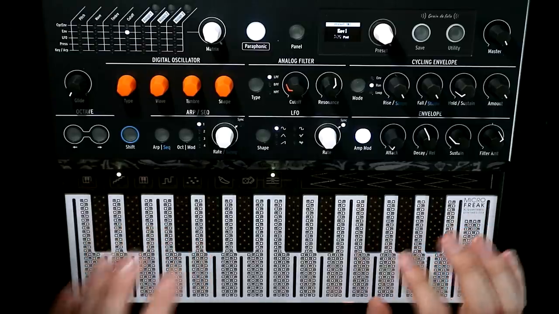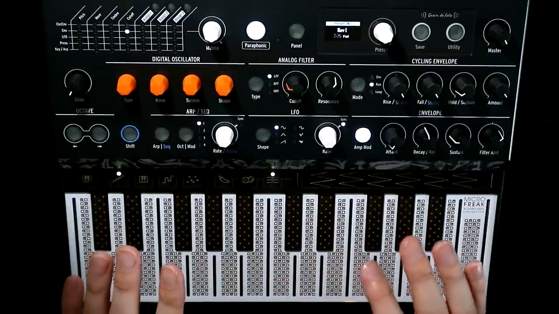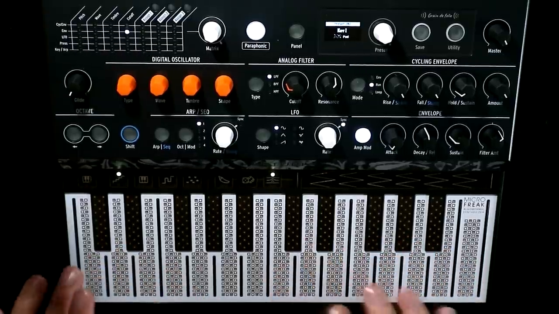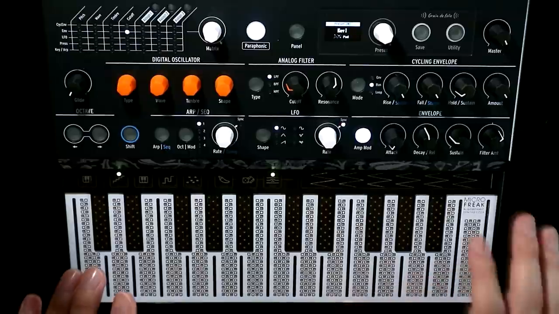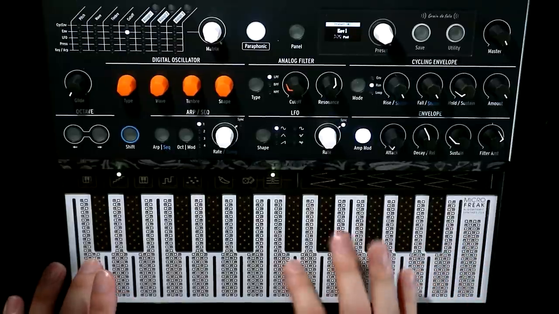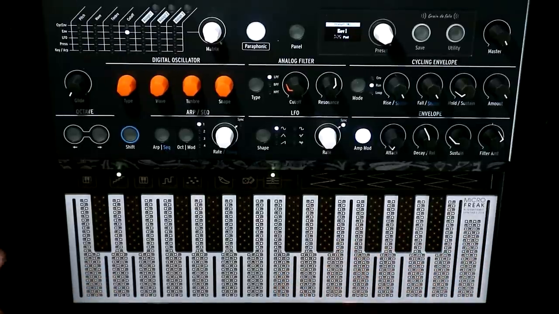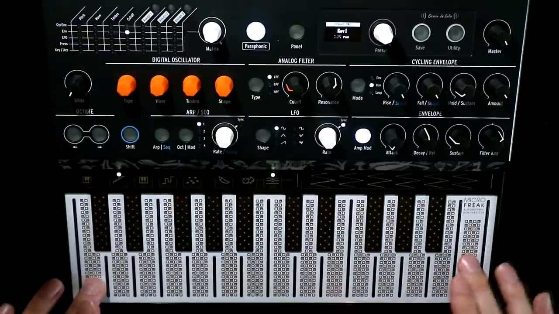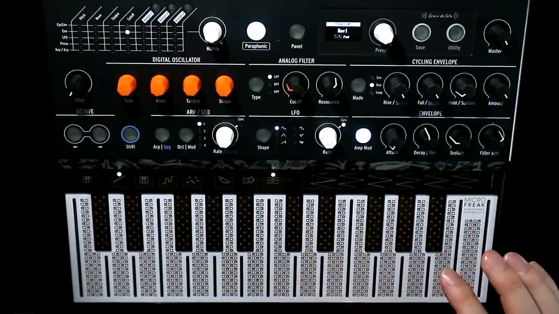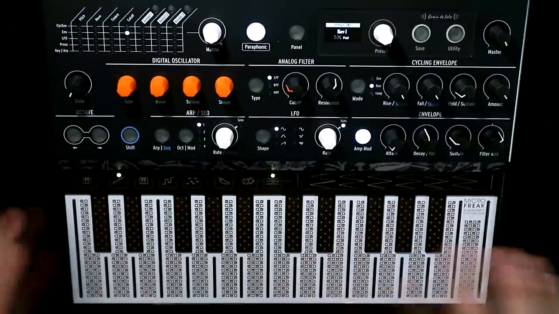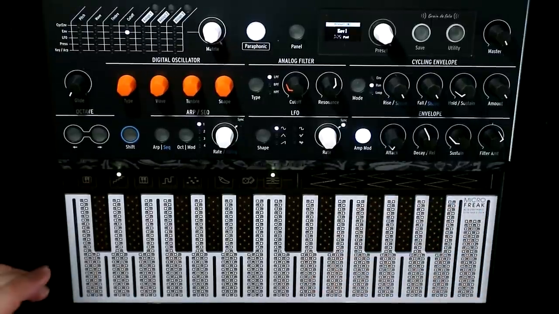Okay, let's take a look at another approach. This one, I have to say, is probably my favourite. So I've got a little Karplus string patch set up here, which is nice. Nothing particularly special going on there, but, you know, the Karplus string algorithm always sounds good.